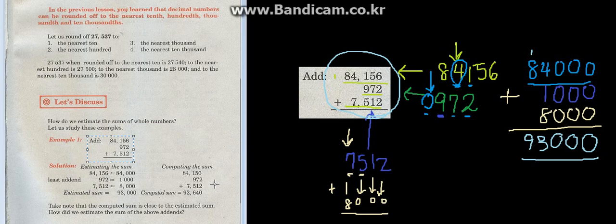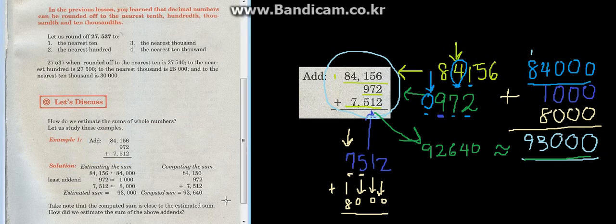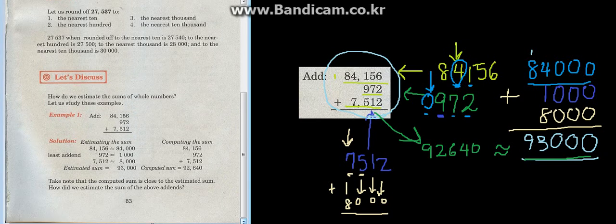And when we compare to the actual computed sum, the actual computed sum is 92,640. You can see that this number is very close to the other number, right? So therefore we can see that estimating the sum by rounding off numbers does work, and does make everything simpler. Okay, so let's go to the next example, example 2 for the Let's Discuss section.